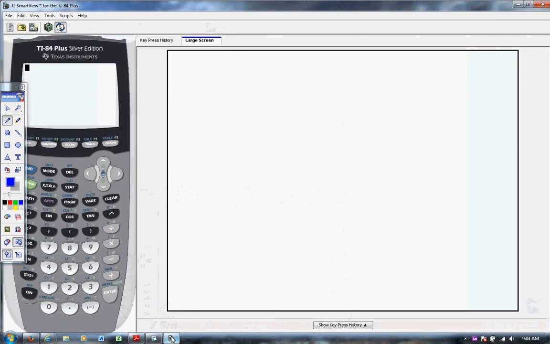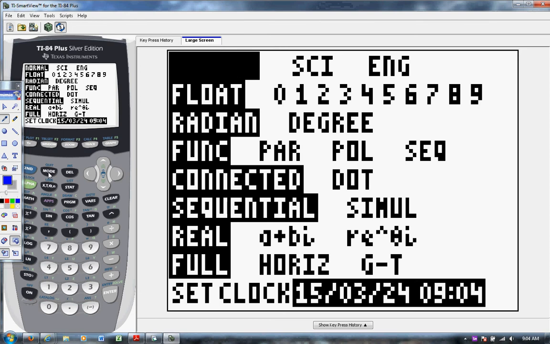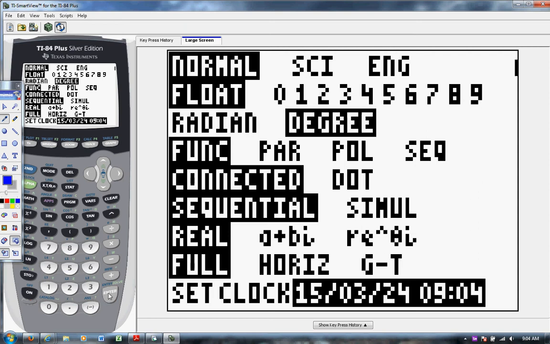Now, first things first, you better go to your mode and make sure you're in the correct mode. I am not in the correct mode. I am in radian mode, and I'm going to be plugging in a degree angle. This is something that people forget all the time. You have to be in the correct mode with the calculator. So I'm going to switch it to degree mode. And now I'm ready to use it.